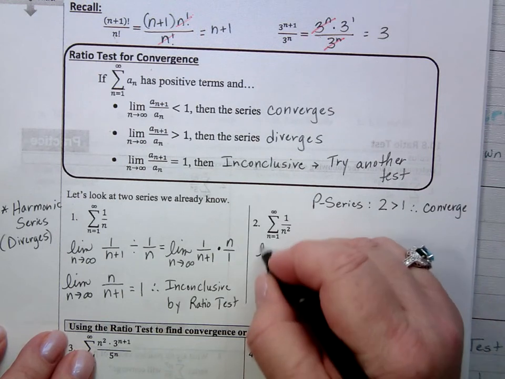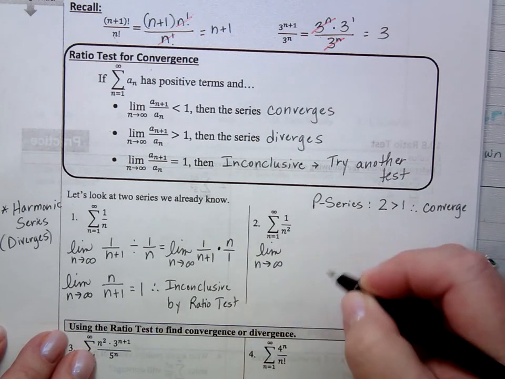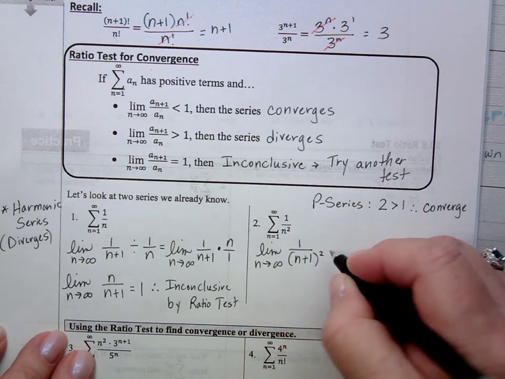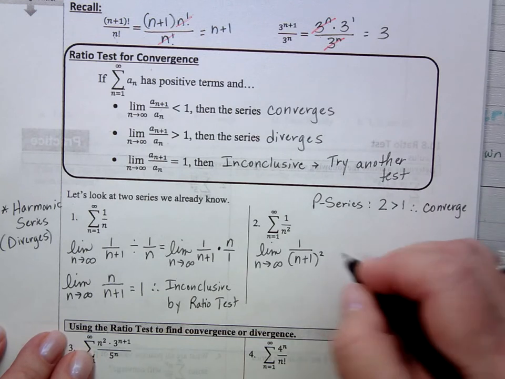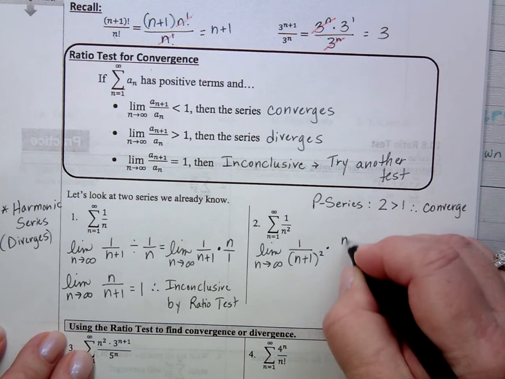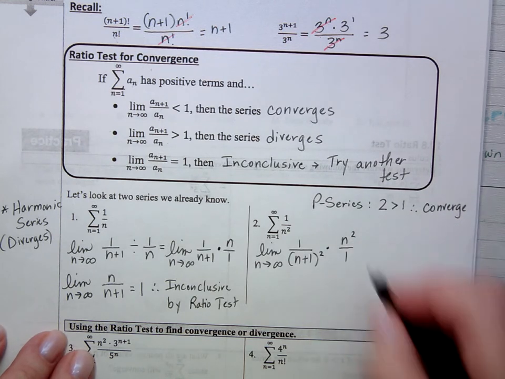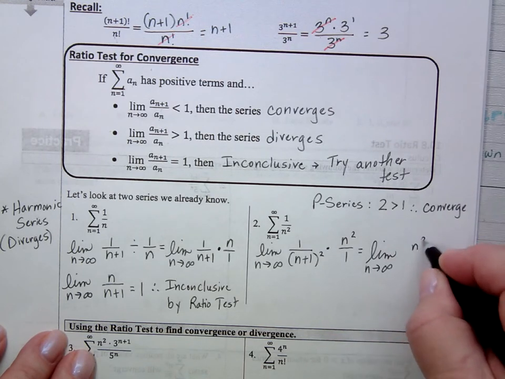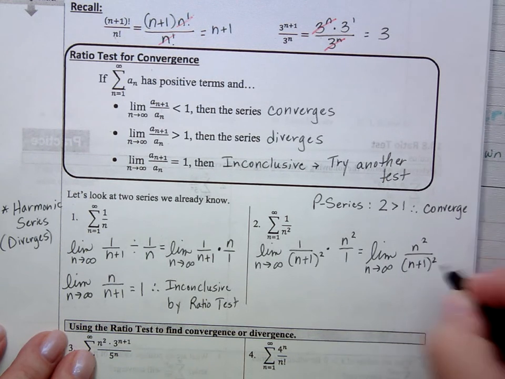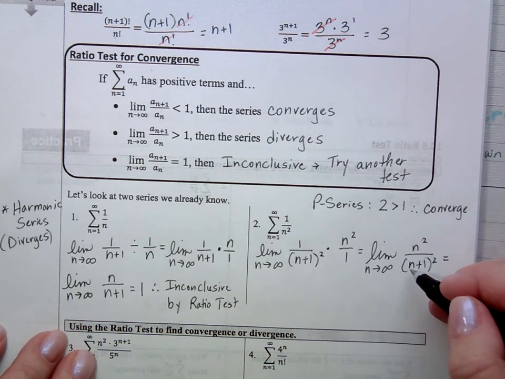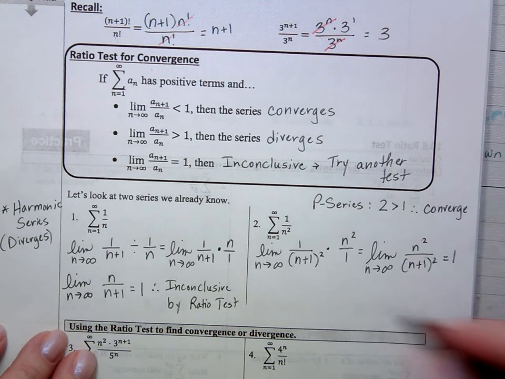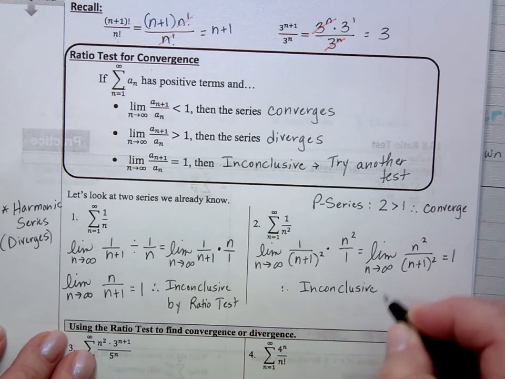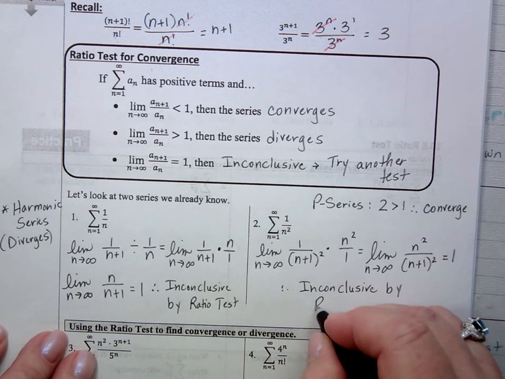It's going to be the limit as n approaches infinity of 1 over (n plus 1) squared divided by 1 over n squared. So it's going to be times n squared over 1. So if I put it together, the limit as n approaches infinity, I'm going to have an n squared on top, and I'm going to have an (n plus 1) quantity squared on the bottom. n squared, top and bottom. I end up with 1 again, and therefore this one's inconclusive. And you might be saying, well, what good is this ratio test? And I'll show you.